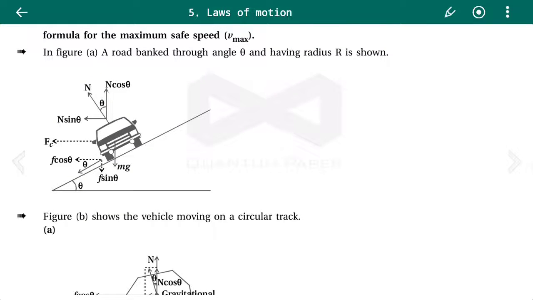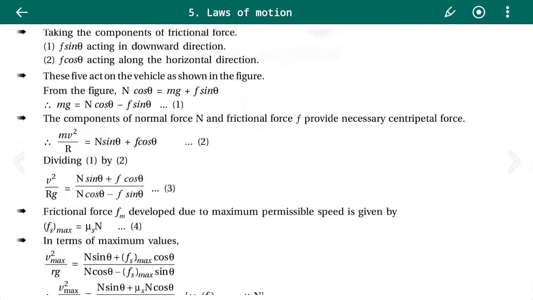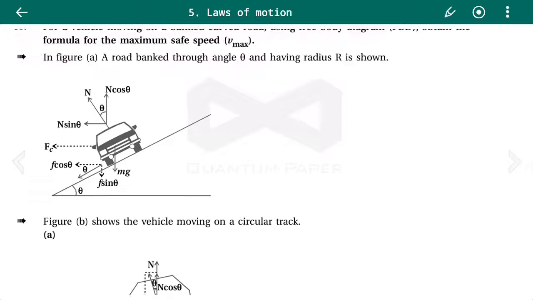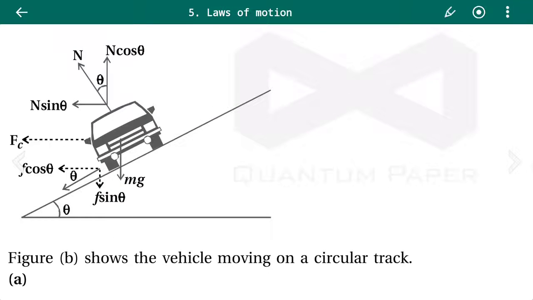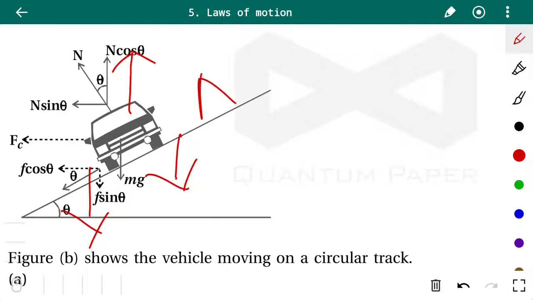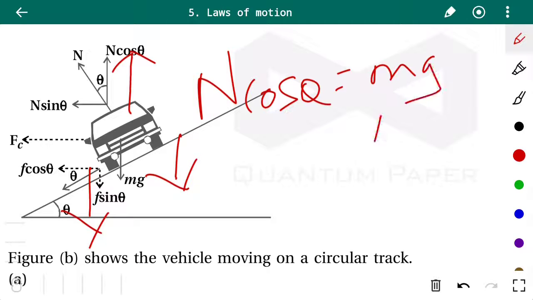Now as you can see over here, n cos theta is in the upward direction. There is no other quantity in the upward direction. mg and f sin theta are in the downward direction. So we can write n cos theta equals mg plus f sin theta.